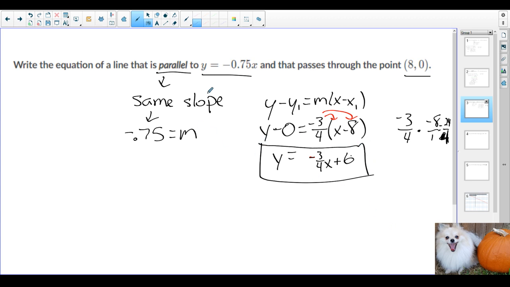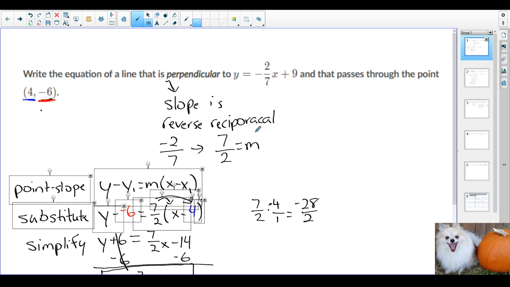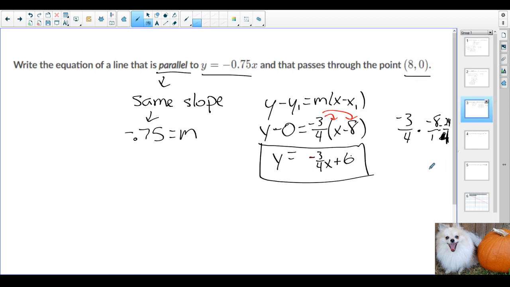Okay. So this is the exact same question as number 1. The only difference is that if the lines are parallel, you don't change the slope. So parallel lines keep the slope the same. Perpendicular lines take the reverse reciprocal.